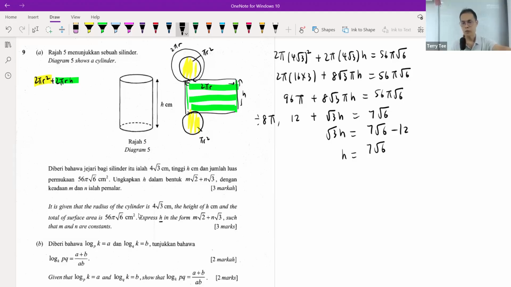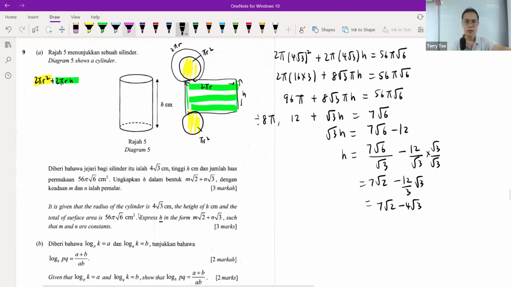You can divide one by one, or you can divide in one shot. I prefer to divide one by one. This is 12 divided by root 3, because root 6 divided by root 3 is just root 2. So you have 7 root 2 here, whereas 12 divided by root 3, right? We have to rationalize the denominator. You multiply top and bottom by root 3. Root 3 times root 3 is just 3. Then you just simplify further, you get 4 root 3.